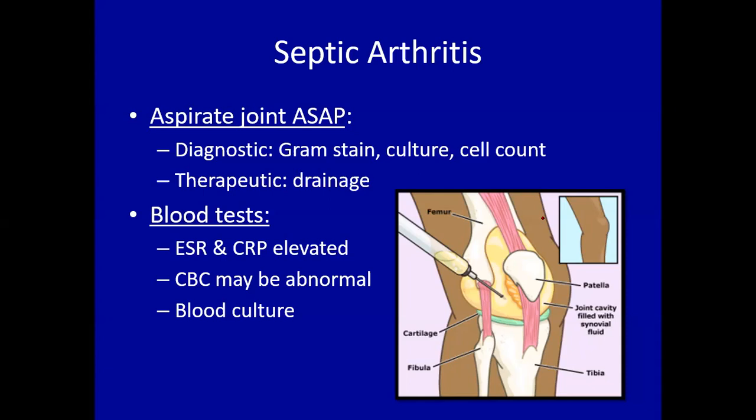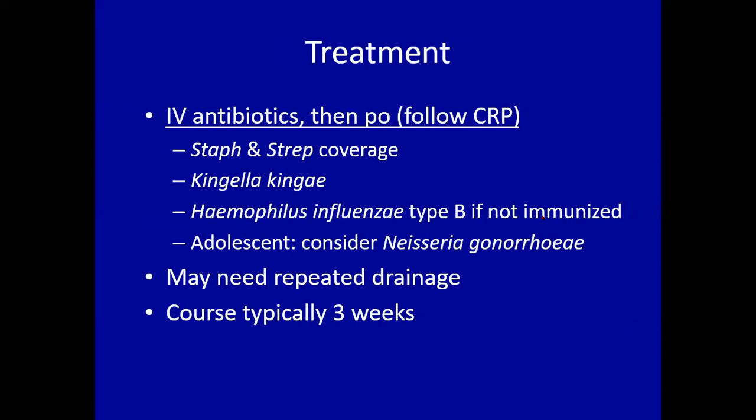So we need to aspirate that fluid ASAP. We've got to do a gram stain, culture, cell count, glucose, lactate dehydrogenase, right? All that. CRP, CBC, CMP, of course, to look for renal function, and then some blood cultures. IV antibiotics, and then we can go to PO antibiotics, and we want to follow their CRP. C-reactive protein is a good indicator of treatment progress, so we can watch that along.